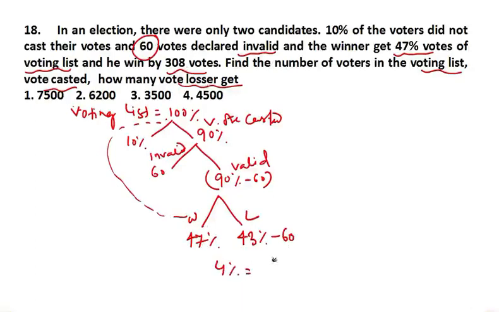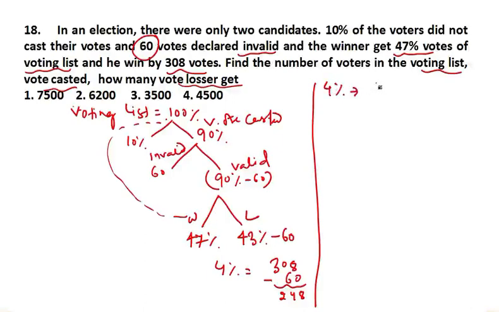And their difference is 308. This minus minus will become plus on this side. If you shift, it will be minus 60. So what will you get? 308 minus 60, you get 248. Okay, let me move here. So my 4% represents 248. So what will 1% represent? 1% will represent 62.